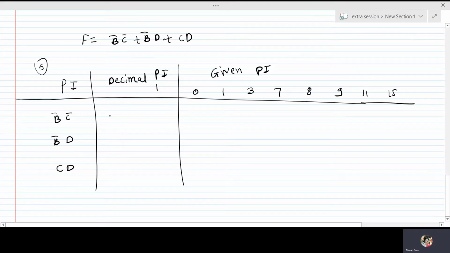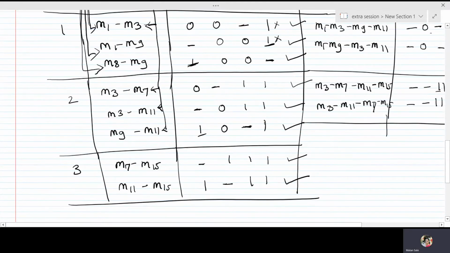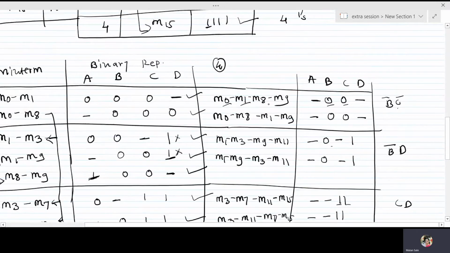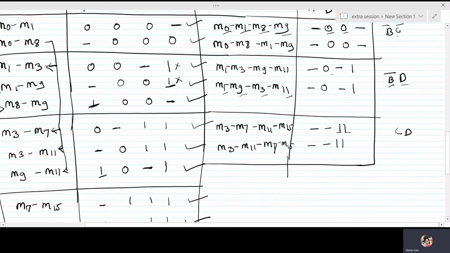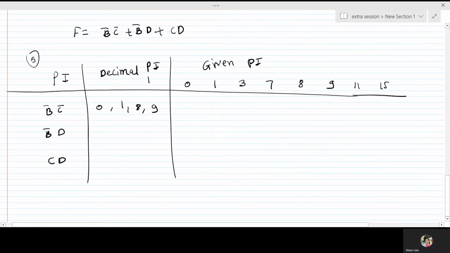Decimal numbers representing are 0, 1, 8 and 9. B bar C bar is represented by M0, M1, M8 and M9. Similarly, B bar D is represented by M1, M9, M3, M11. CD is represented by 3, 7, 11 and 15. That I am writing here: 1, 3, 9, 11, then 3, 7, 11 and 15.